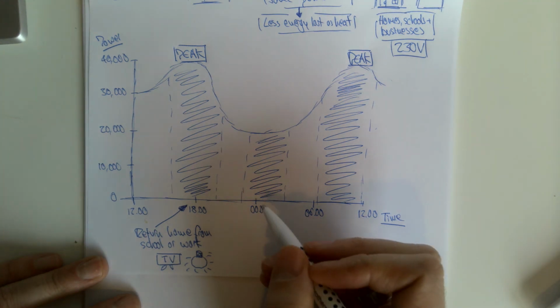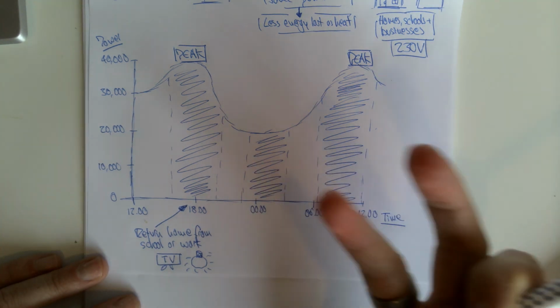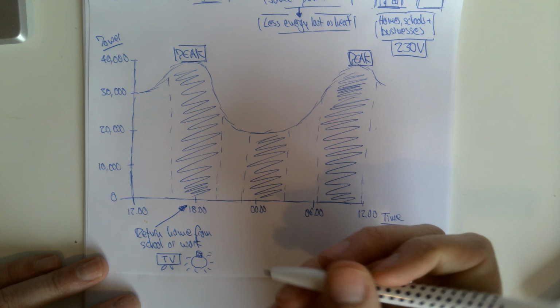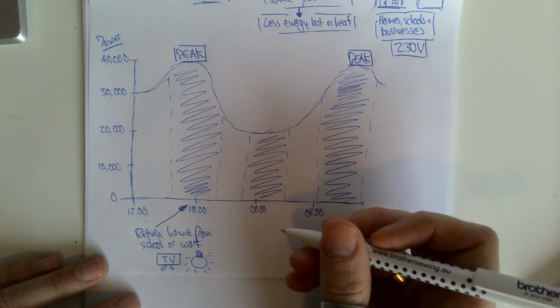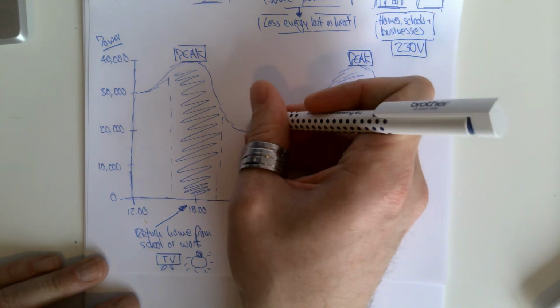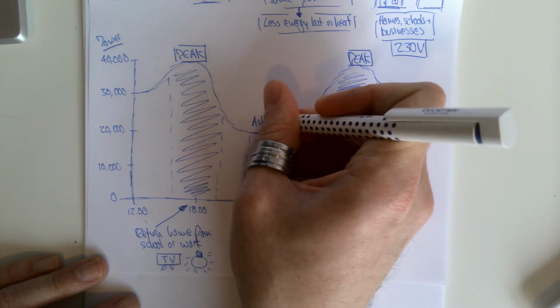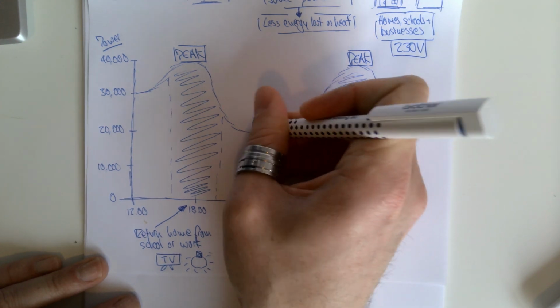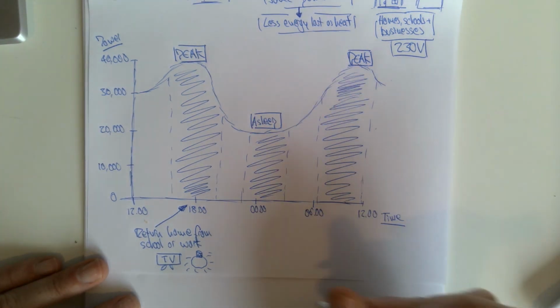Now, why would there be a trough in terms of demand for electrical power between sort of, I don't know, 10 and 4 in the morning? It's because the vast majority of the population is asleep. So there's less demand.